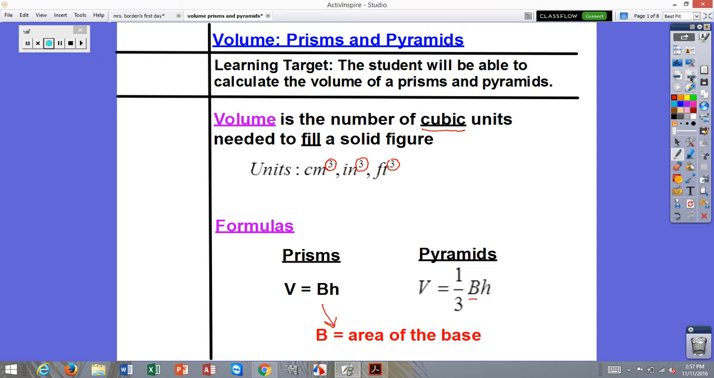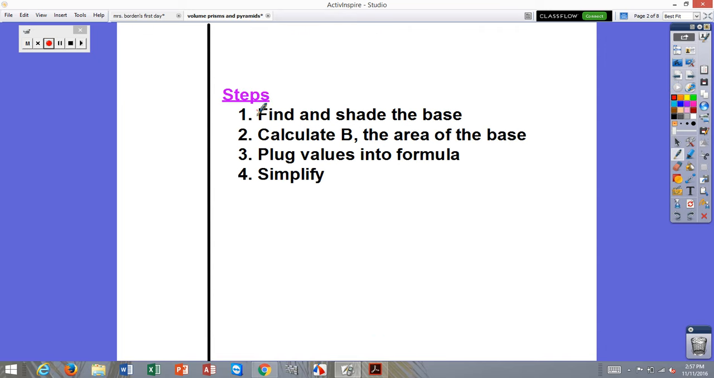Let's practice how to do this. First, we need some steps. Step 1, find and shade the base. Step 2, calculate the B. Remember, capital letters in our geometry formulas mean that we have to calculate something. So capital B stands for the area of the base, so we're going to have to figure out whatever shape that base is, we need to find the area of it. Once we have the B, we identify the H in the picture and we plug those values into the formula, and then we simplify, so we solve the problem.